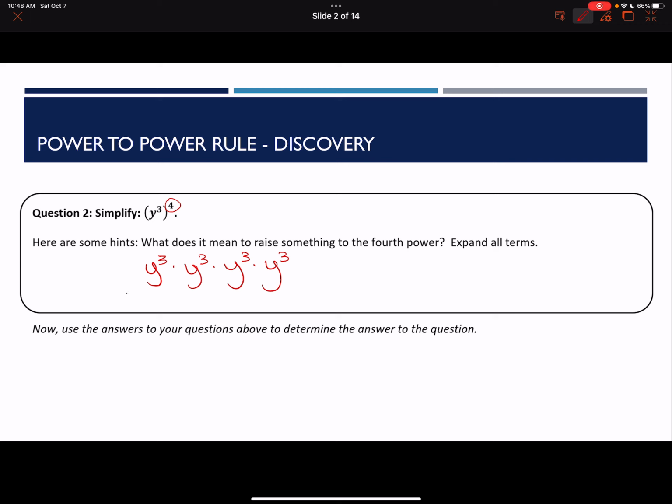Y to the third is y times y times y. And then I have another y to the third, and another y to the third, and then a 4th y to the third. So if you count up all these y's, you have 12 total y's. So y to the third to the 4th power is really y to the 12th, again, when I expand everything out. And hopefully you might be seeing a pattern.